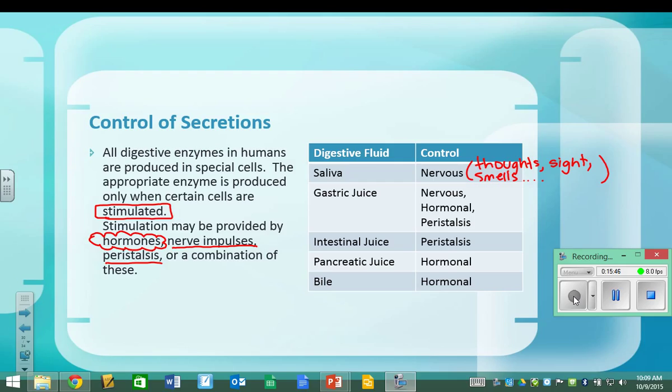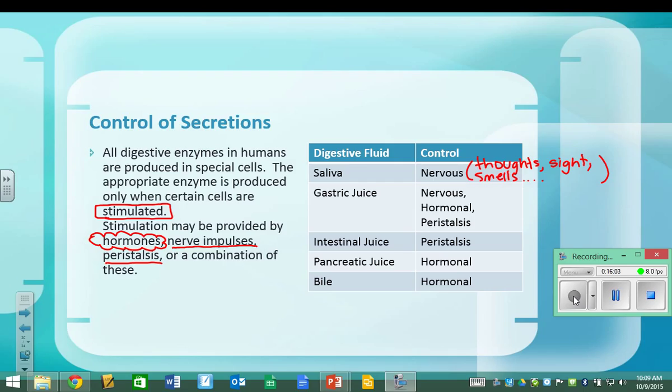So for example, when you hear the bell ring for lunchtime, that probably unconsciously signals to your brain, hey, it's time for food. I'm hungry. So saliva is almost exclusively under the control of your nervous system.